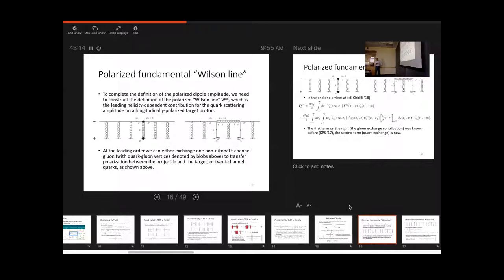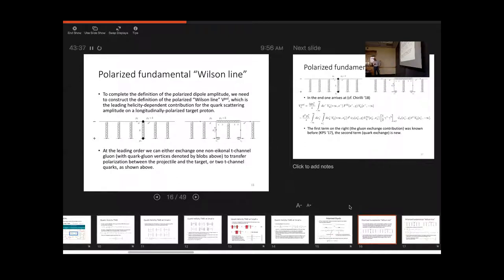All other gluons are just Wilson lines. So we have a Wilson line, a sub-eikonal interaction, and a Wilson line. Or, if you want, at the same order you have to include t-channel exchanges of quarks. So you need these diagrams where you exchange a quark down this way, and then you regain the quark from the target. So you have two different positions, two sub-eikonal insertions, and this is the same order as one sub-eikonal.